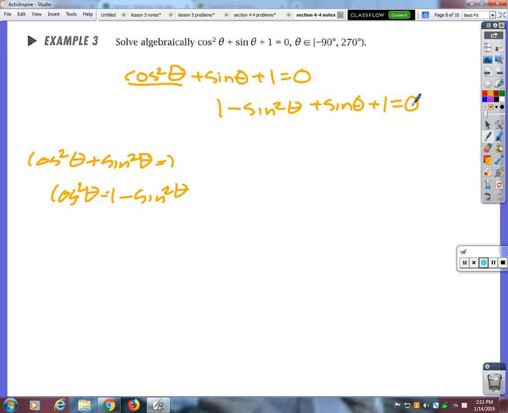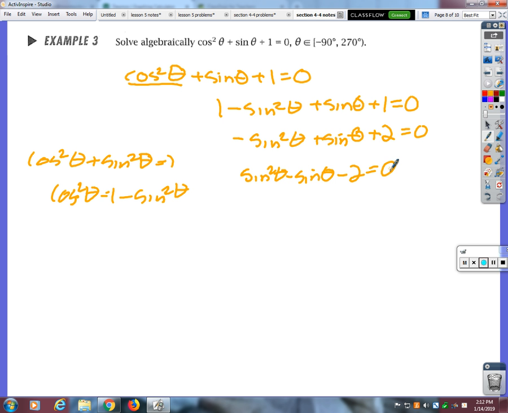What are like terms that I can combine? Nope, because 1 squared and 1 are not. The 1 and the 1 combine. So I can go negative sine squared theta plus sine theta plus 2 equals 0. Okay. Then I would like to not start with a negative, so I'm going to change the sign on all of these. I'm basically going to multiply everything by -1. So the negative sine squared becomes a positive sine squared, the positive sine becomes a negative sine, the +2 becomes a -2.